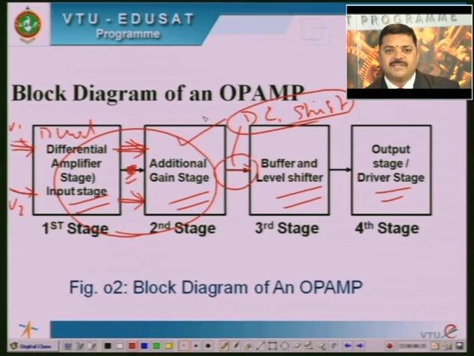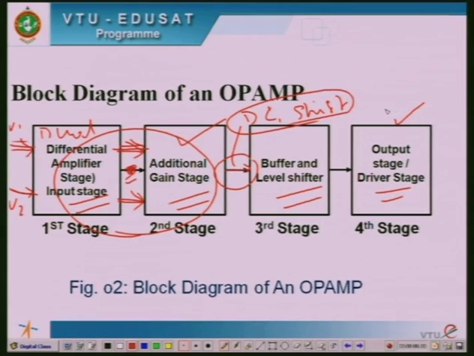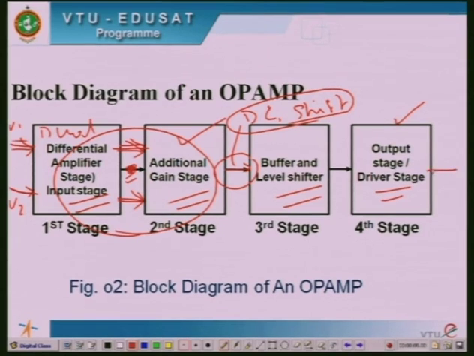Usually the buffer and level shifter will be an emitter follower circuit, which will not increase or decrease the output voltage of the additional gain stage, but it shifts the DC to 0 volts. Then we come to the last stage. The last stage will be the output stage or the driver stage, using which we will take the output. So the last stage will have only one output.